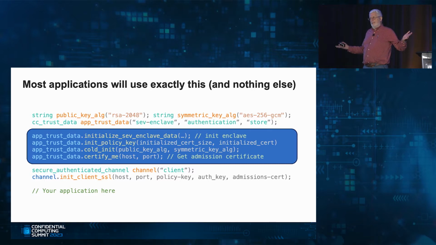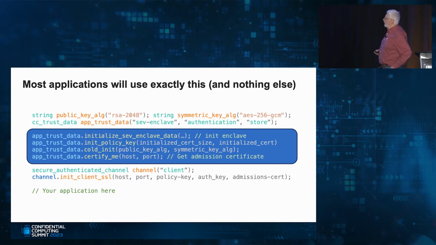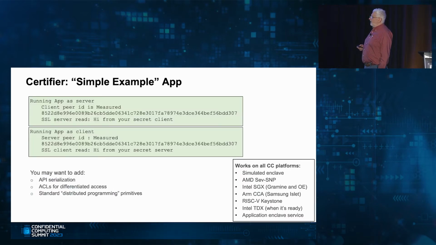I also, to distract you a little further, here's the authenticated channel interface. The secure authenticated channel is an object, and it can operate either in the server or the client role. It's in this case, client. And once you init it, you just say read and write to that. If you want to put an API on that, you could do that too with a Thrift or the Protobuf's API interfaces.